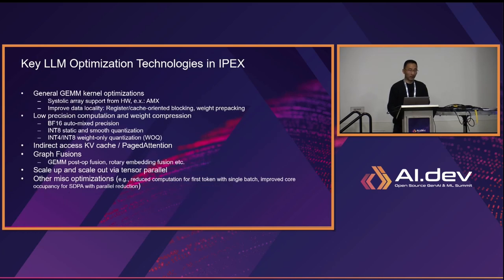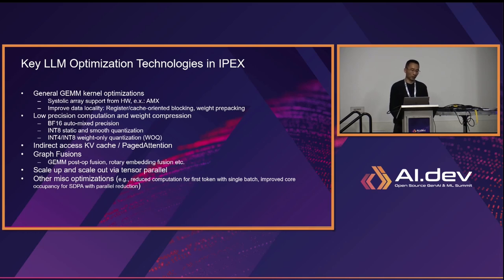So, specific to large language models, we know that the typical thing, when comparing with other deep learning models, is that they have a very big size and a very special MHA design. So we have some special optimizations to make all these things perform as fast as possible, like the special GEMM design to utilize AMX to get better GEMM computation efficiency.